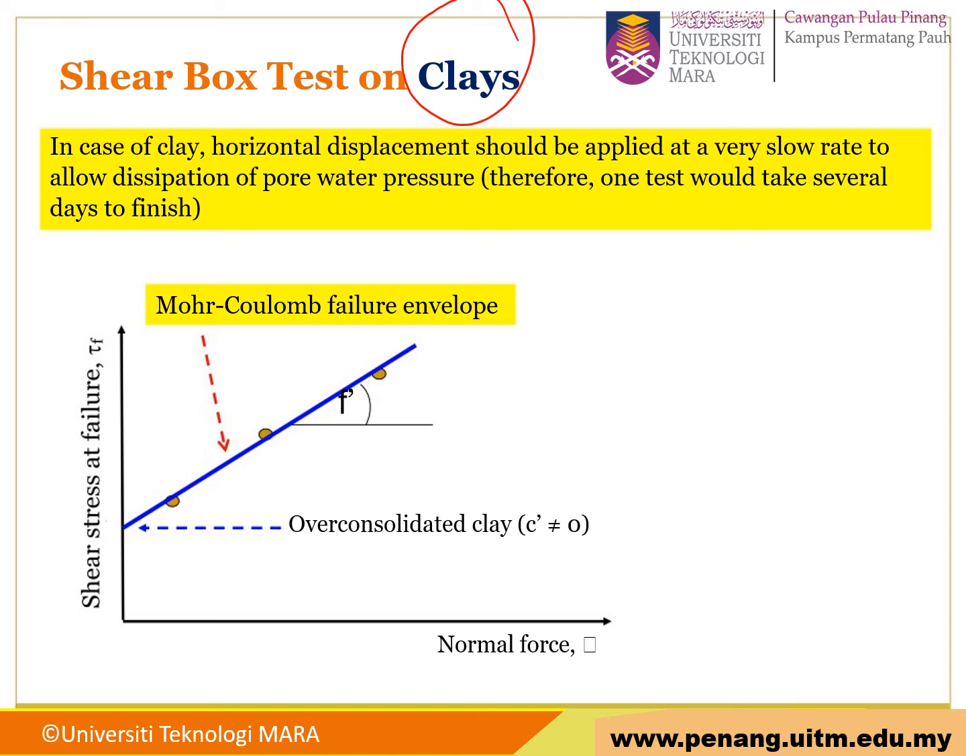So it says that this one is a clay, an overconsolidated clay. First, you will get the value of C. C is going to be more than 0. Then you also have the angle of friction value here. This one is normal force and this one is shear force. For the Mohr-Coulomb failure envelope, you have to draw the shear stress at failure versus normal stress. So you will get the value of C and phi.